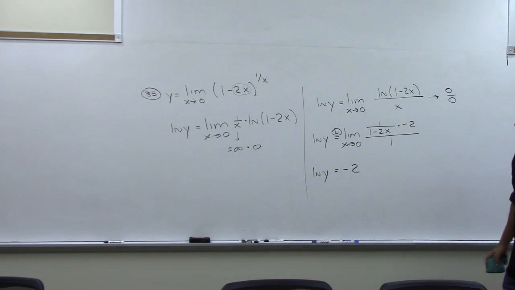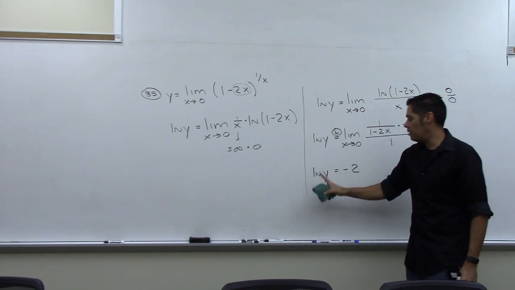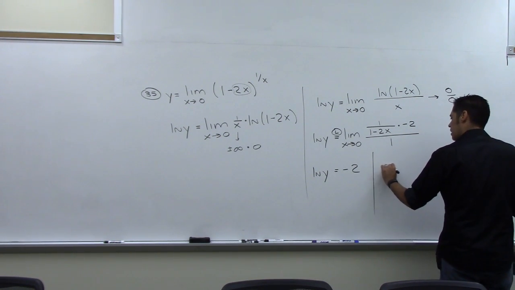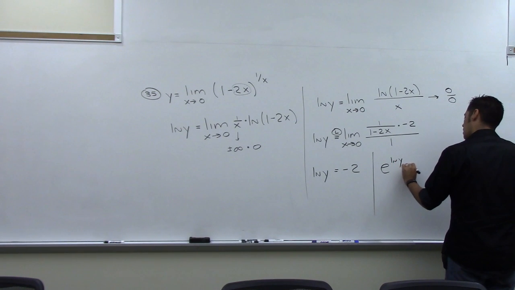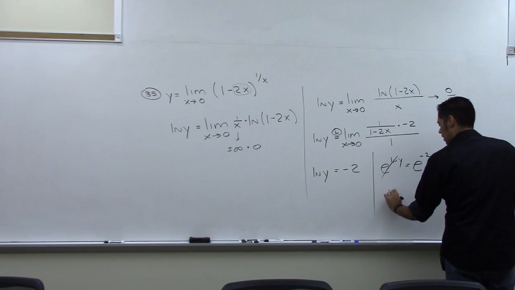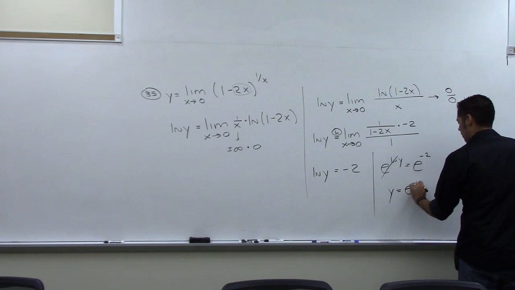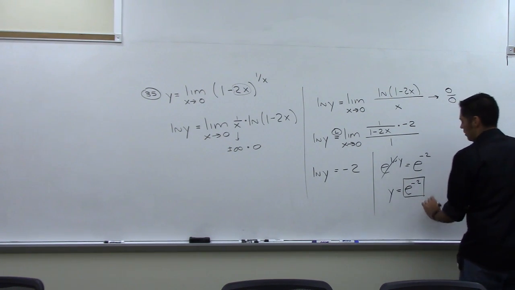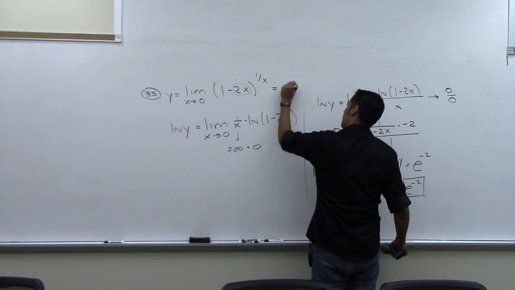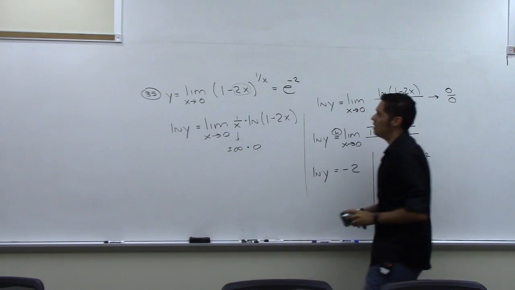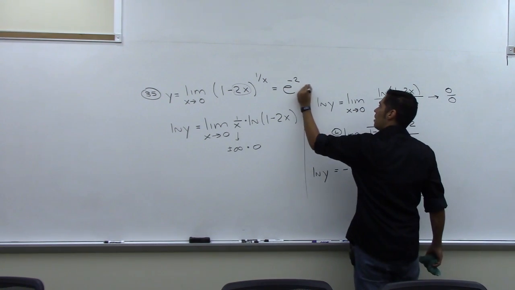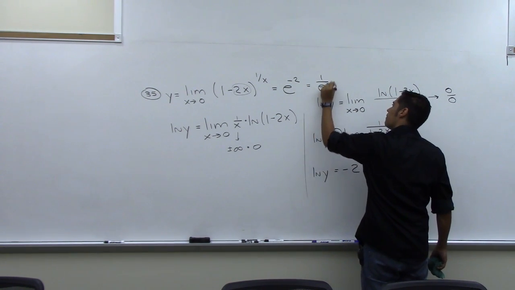And now, same thing as before, we want to know what y is. We know natural log of y is this. So we do e to the natural log of y must equal e to the negative 2. These cancel and you get y equals e to the negative 2. And that's your answer. So this limit is approaching e to the negative 2 as x goes to 0. You could also write that as 1 over e squared.